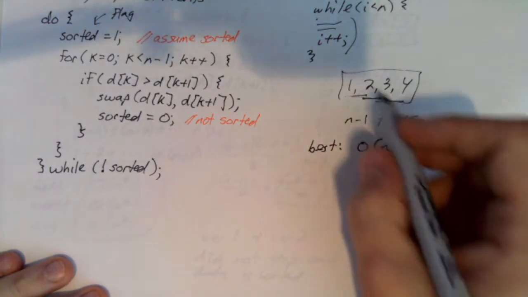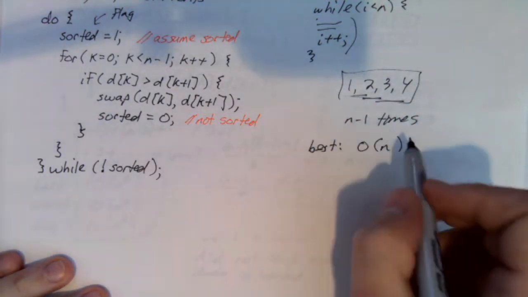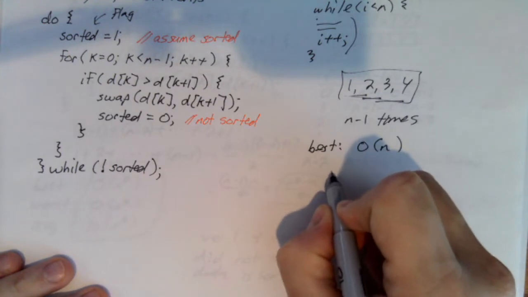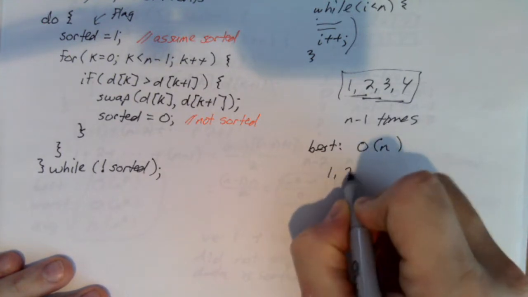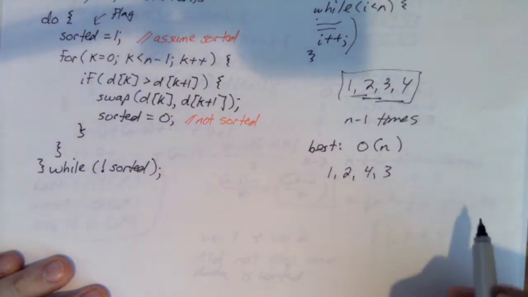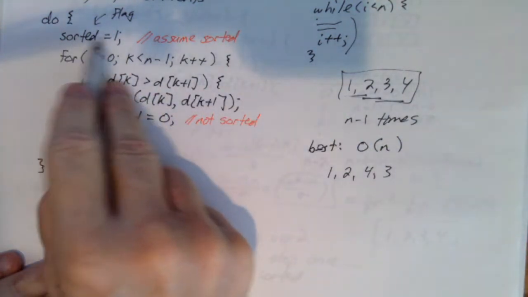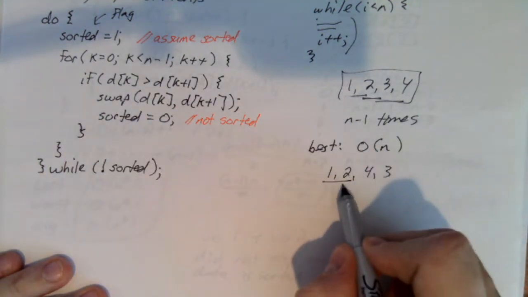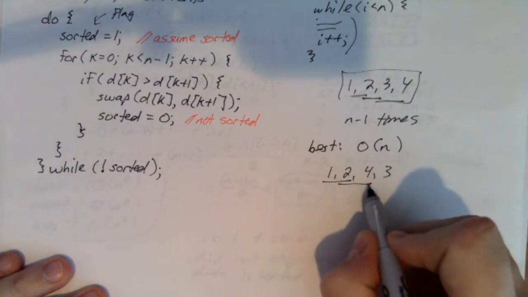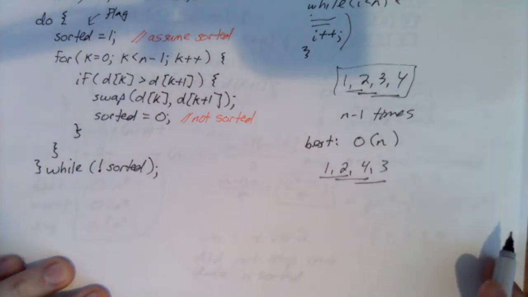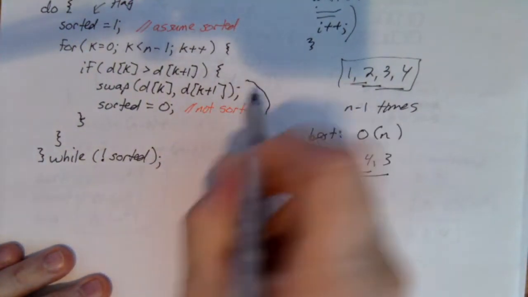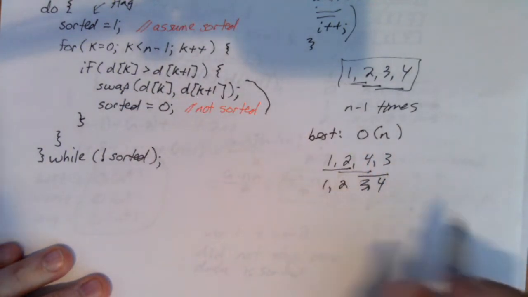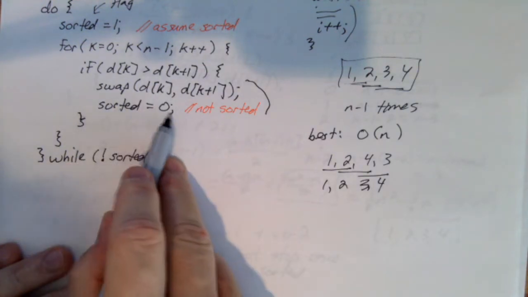What about worst case? Well, worst case would be the reverse order, but let's use a slightly different example to make it clear what happens here. So let's say we have 1, 2, 4, 3. So this says, assume that it's sorted. I'm gonna compare 1 and 2. Then I'm gonna compare 2 and 4. Then I'm gonna compare 4 and 3, but 4 and 3 are out of order. So what happens is we enter this part right here where we swap 4 and 3 to get this right here, and I change sorted to 0.